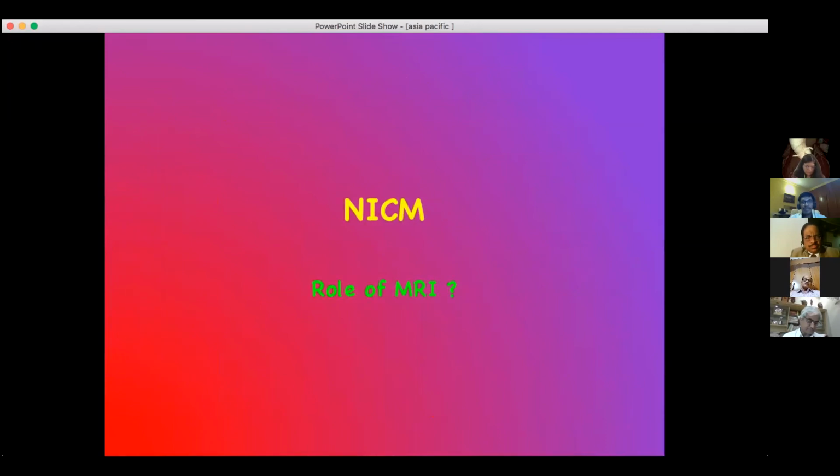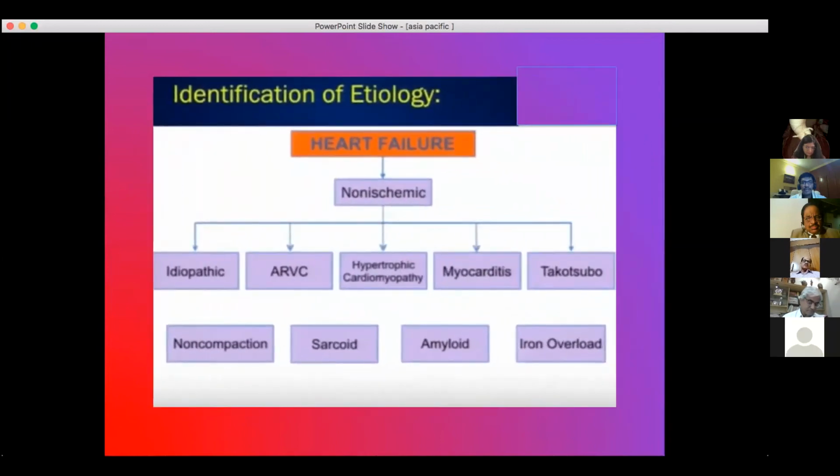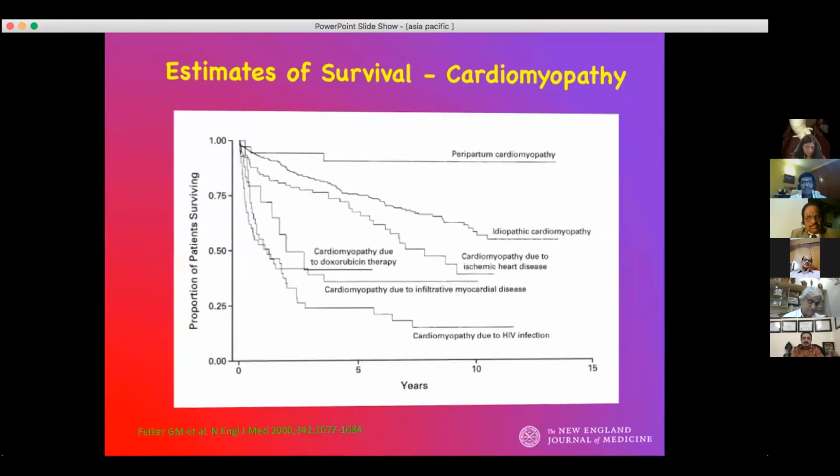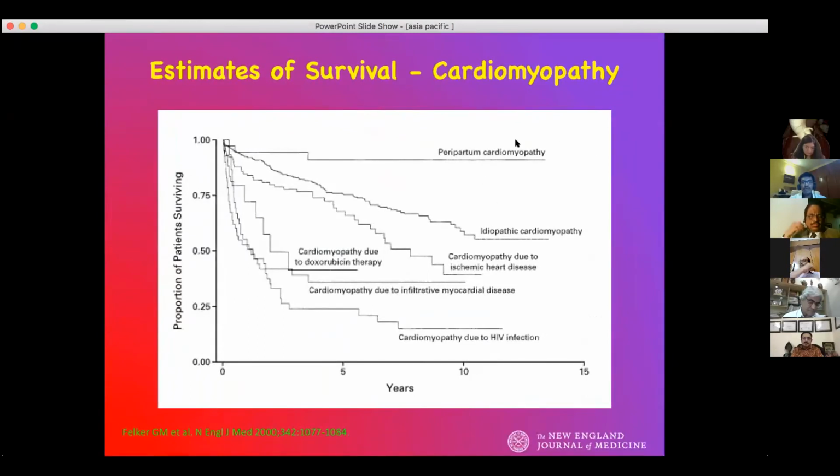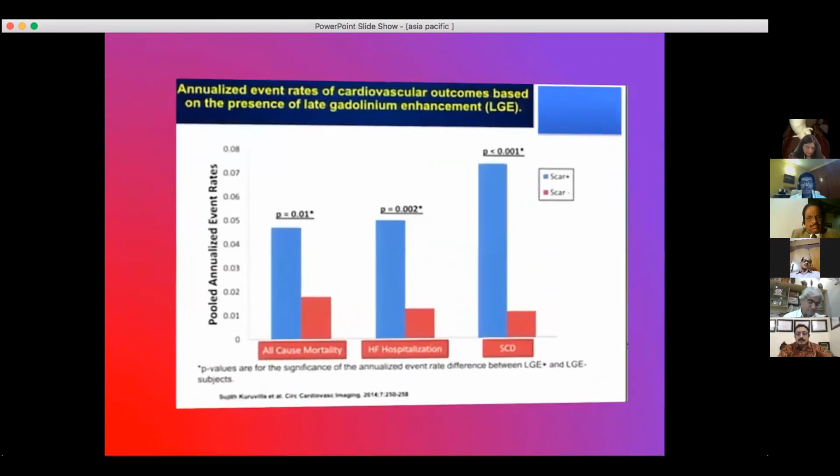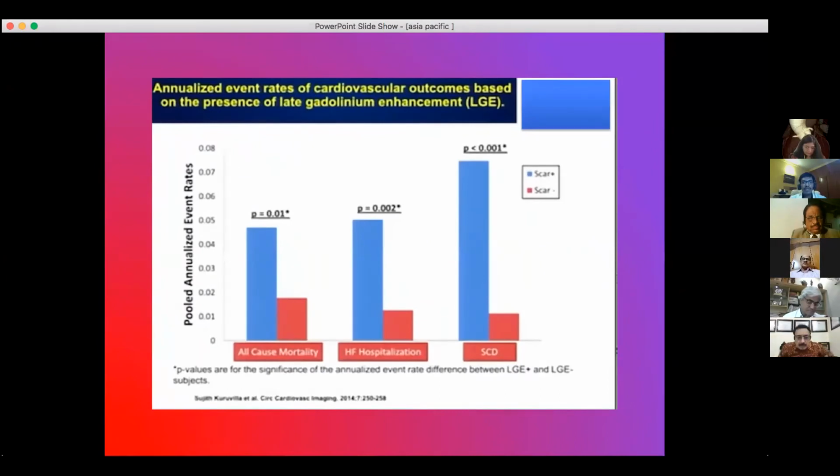But it is really in the non-ischemic cardiomyopathy group wherein the role of MRI shines. We know that there is a huge number of diseases, and the diagnoses are important because the prognosis of each disease is completely different. For example, peripartum has a very good prognosis compared to somebody with an HIV infection. And MRI is able to really splice through and give us an idea about what these diseases are.